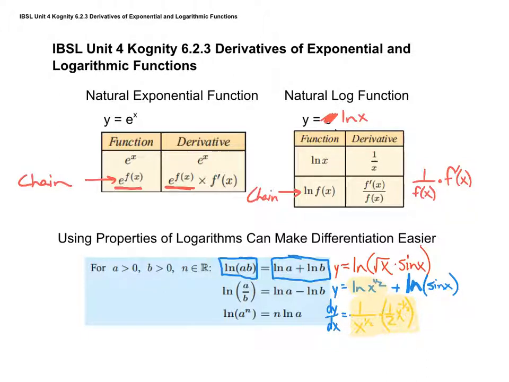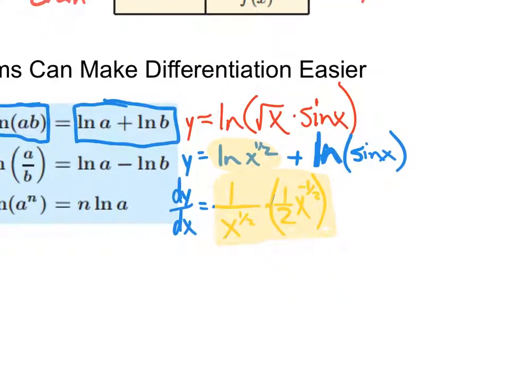Can you see it? Yeah, yeah, you're fine.